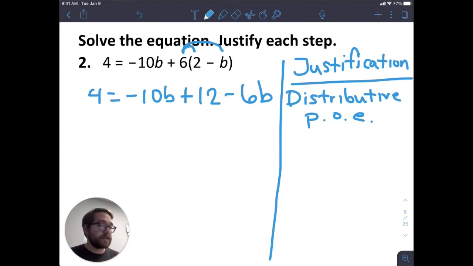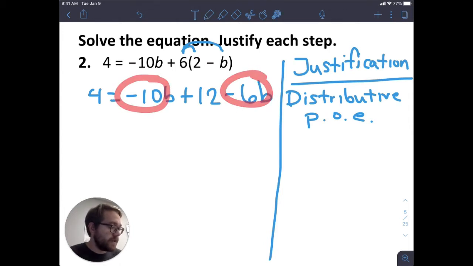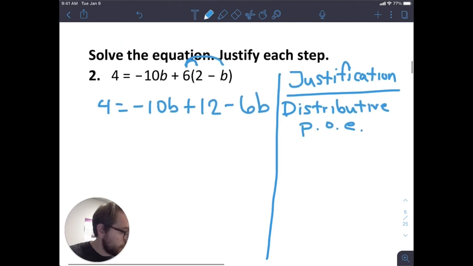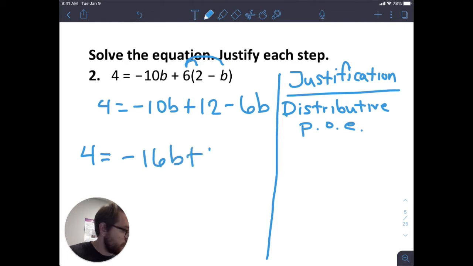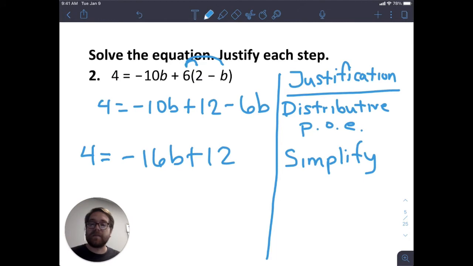What would I do next? Well, let's go ahead and simplify those like terms that we have. We have negative 10b and negative 6b, like terms. So let's combine those to be negative 16b plus 12. Negative 10 minus 6 is negative 16. And then everything else stayed the same. So what did I do there? We could say combine like terms, or just simply we simplified.